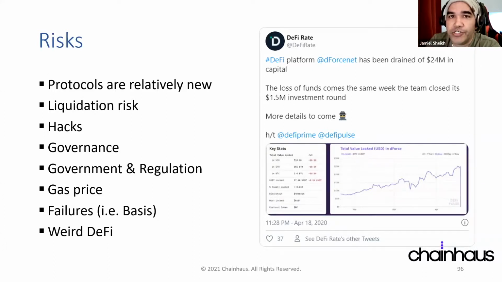It's at the edge of very new stuff. There's liquidation risk if you invest something and the counter currency, your collateral, loses its value. You hit basically the equivalent of a margin call. You can lose your cryptos. There's hacks. There's governance issues.